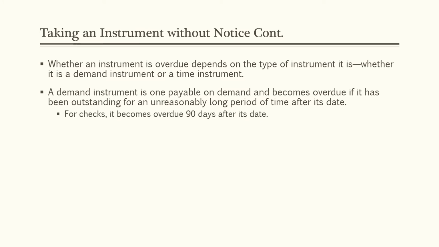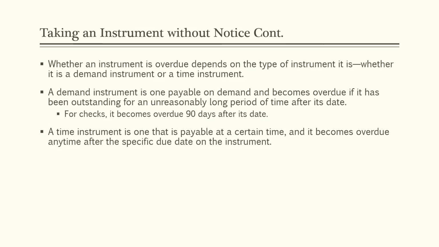For checks under the UCC, it becomes overdue 90 days after its date. For example, if a check is dated January 1st, 2020, and someone seeks to negotiate it to a third party on June 1st, 2020, on its face, the check is overdue. If someone still takes the check as payment, they do so at their own risk because they would not be a holder in due course, only a holder.